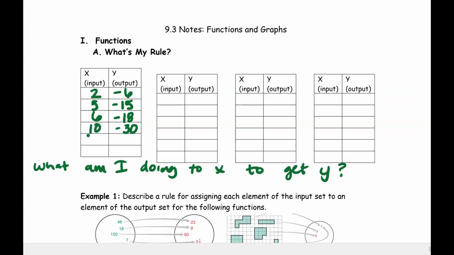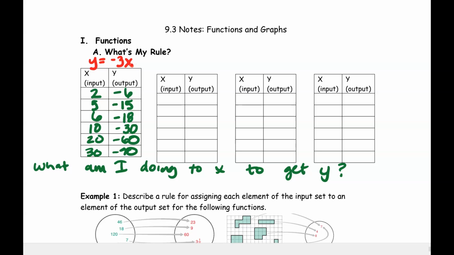So let's do 2 more. Let's say students give me 20 and I give you -60 in return. You give me 30 and I give you -90 in return. Can you guess the rule? What am I doing to X to get Y? The answer is that I'm multiplying X by -3. Every time you give me an X, I multiply it by -3, and that's the Y. So the rule is times -3. The way I could write that is Y is equal to -3 times X. That would be the equation.